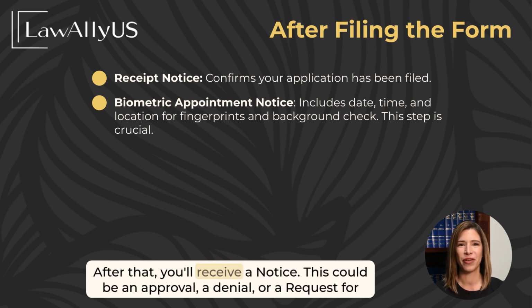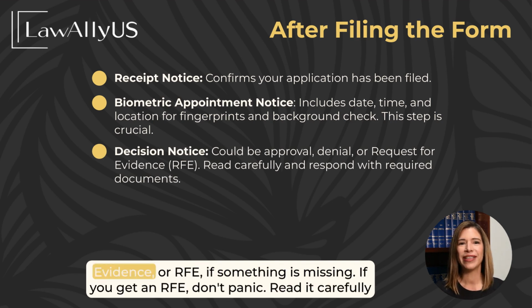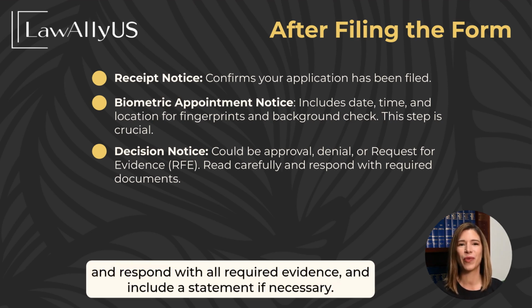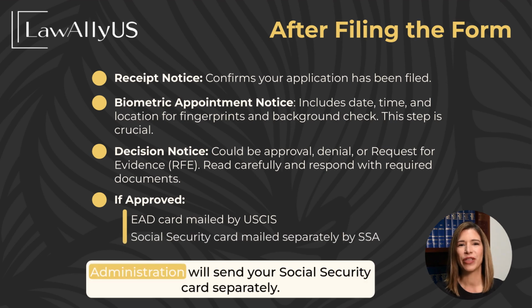After that, you'll receive a notice. This could be an approval, a denial, or a request for evidence, or RFE, if something is missing. If you get an RFE, don't panic. Read it carefully and respond with all required evidence and include a statement if necessary. If your application is approved, USCIS will mail your EAD card and the Social Security Administration will send your Social Security card separately.